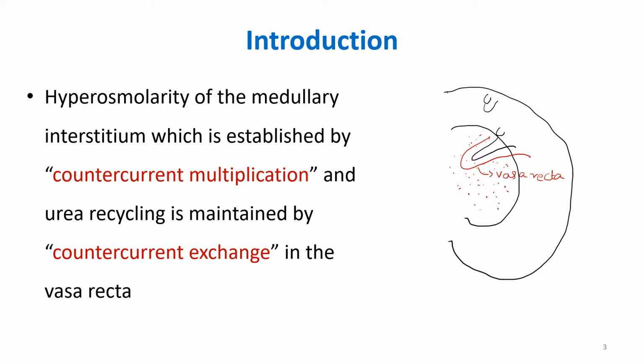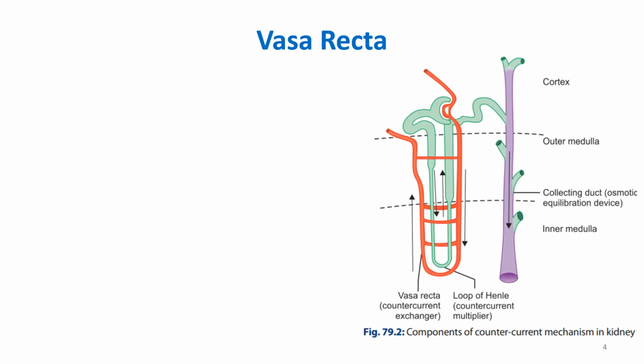So that is what we are mentioning here, that the hyperosmolarity of the medullary interstitium which is established by the counter current multiplication and urea recycling is maintained by counter current exchange in the vasa recta. So after that basic introduction, we can write about what vasa recta is.